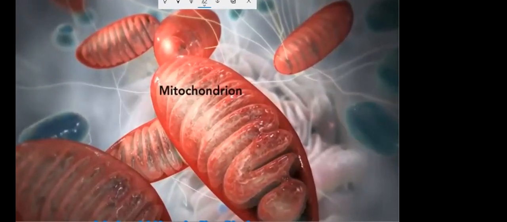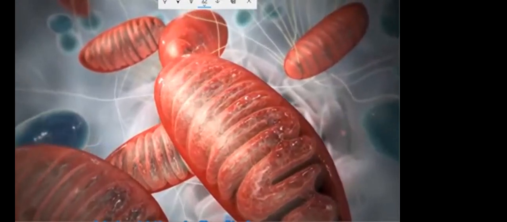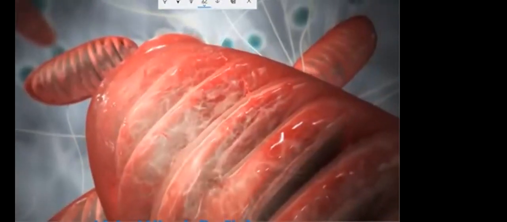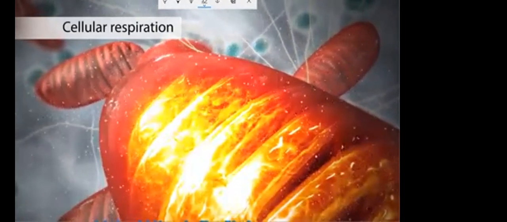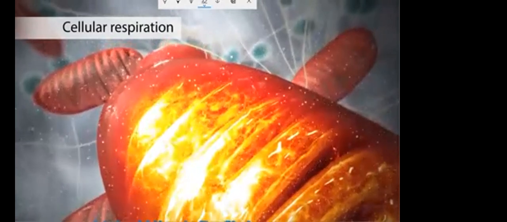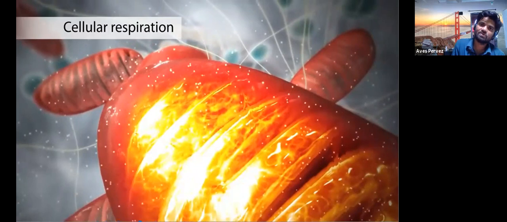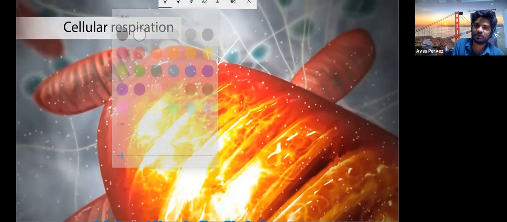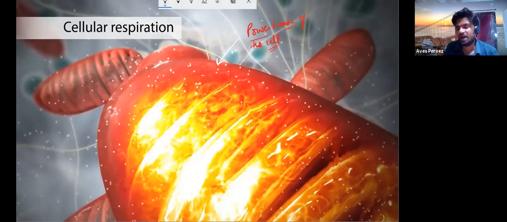The mitochondrion is an organelle that is the powerhouse for both animal and plant cells. During a process called cellular respiration, the mitochondria make ATP molecules that provide the energy for the cell. This is the mitochondria, known as the powerhouse of the cell.